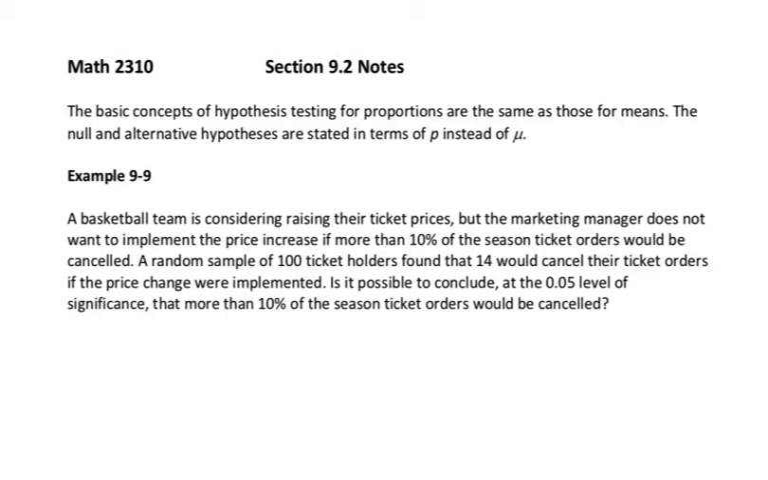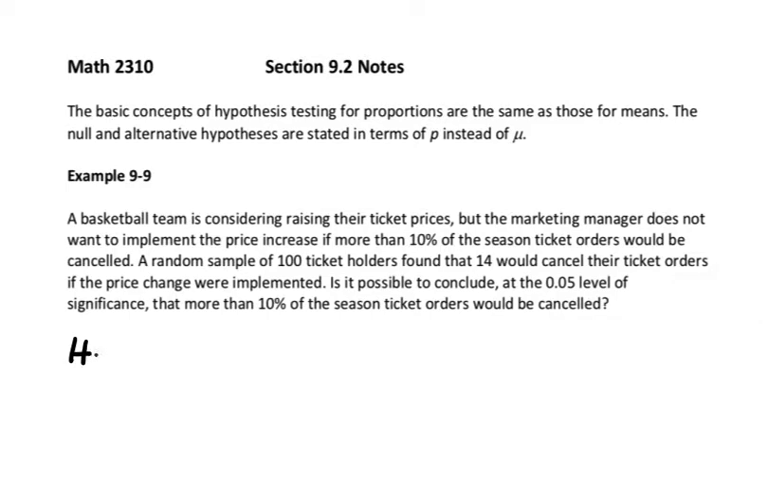A basketball team is considering raising their ticket prices, but the marketing manager does not want to implement the price increase if more than 10% of the season ticket orders would be canceled. A random sample of 100 ticket holders found that 14 would cancel their ticket orders if the price change were implemented. Is it possible to conclude at the 0.05 level of significance that more than 10% of the season ticket orders would be canceled? So let's start by writing our null and alternative hypothesis.